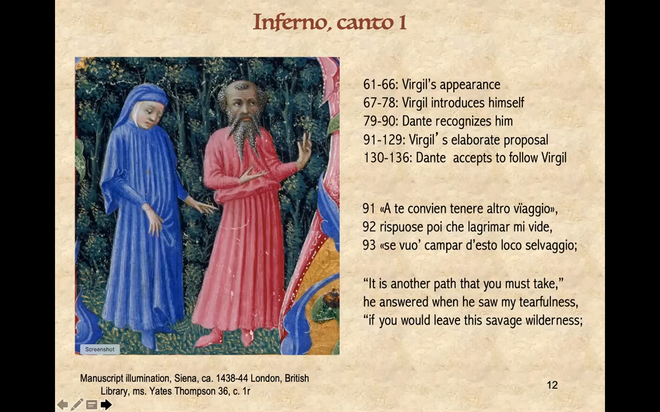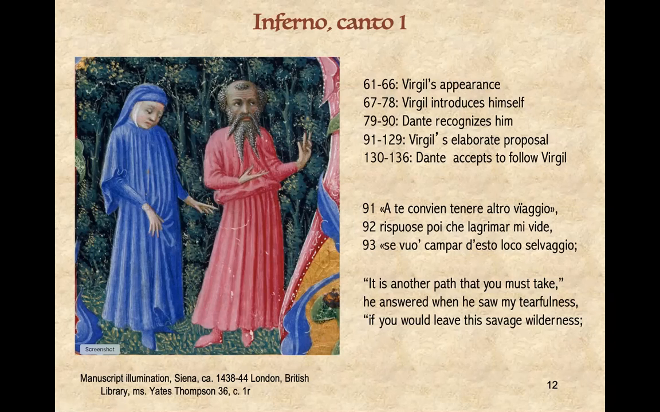Virgil tells him, I see your predicament. You will never be able to reach your goal, the summit of the hill bathed in sunlight. And he says, a te conviene tenere altro viaggio. Okay, it is another path that you must take. And so what is that other path that Dante must take? Virgil says, well, we need to go through the beyond of human life on earth. This is what is required for you to reach your goal.